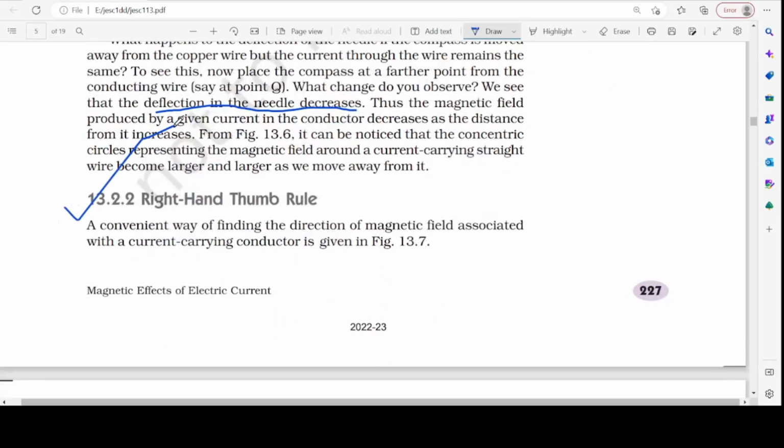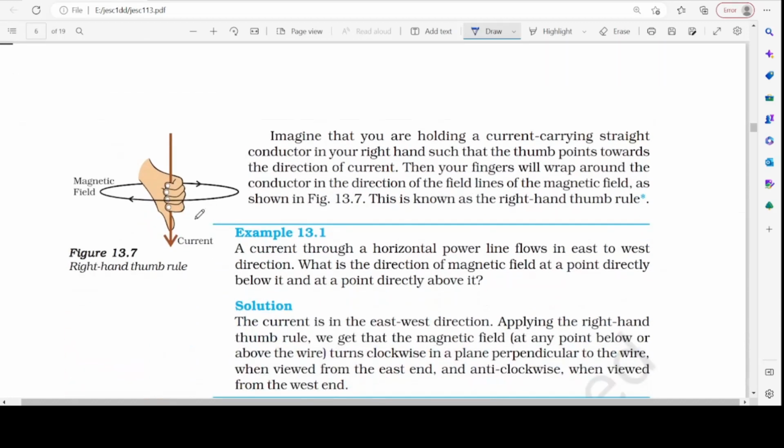Now, come to the right hand thumb rule. This is a rule by which we will be finding the direction of the magnetic field at a certain point due to a current carrying conductor. So what does this rule say? It says that imagine that you are holding a current carrying straight conductor in your right hand such that the thumb points towards the direction of current.